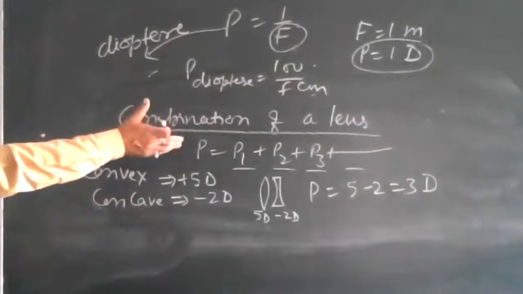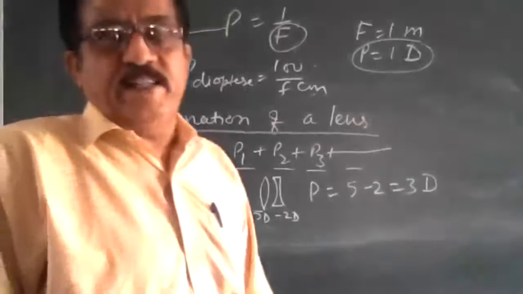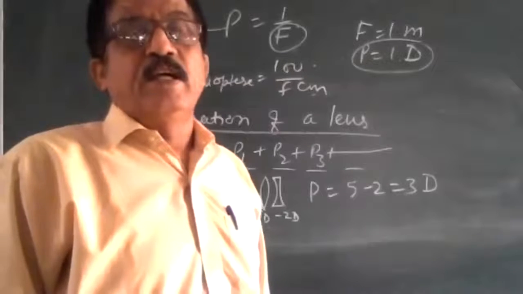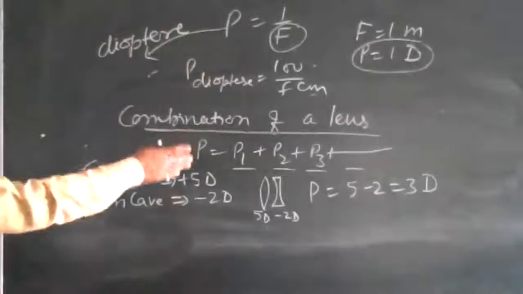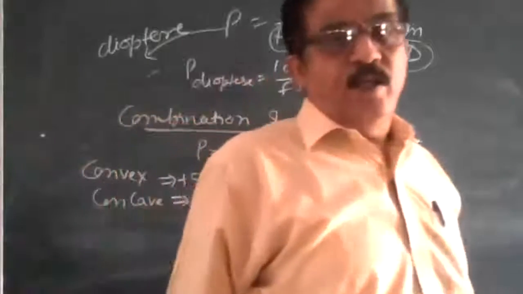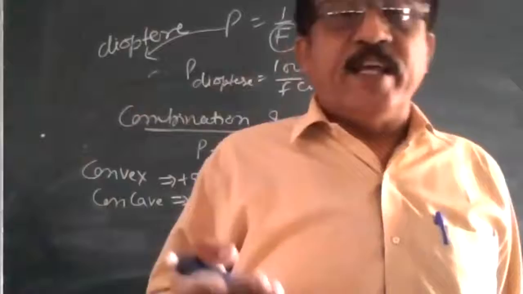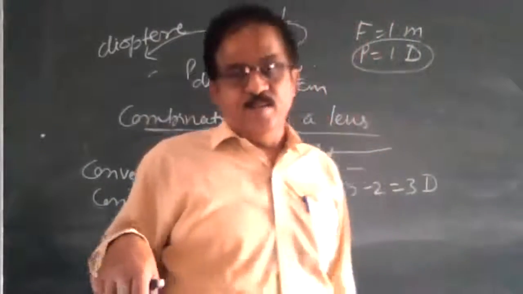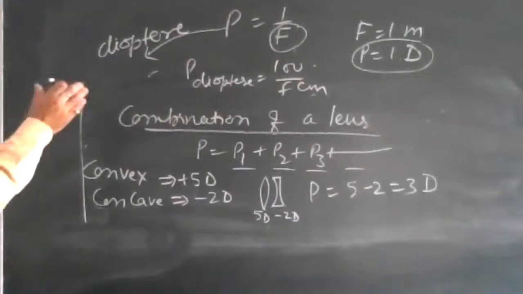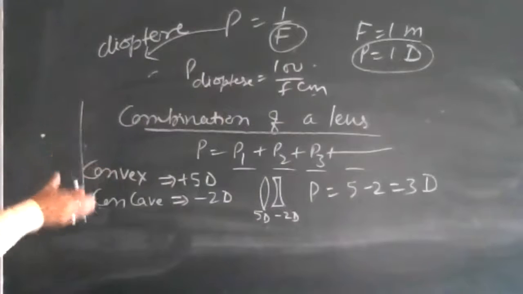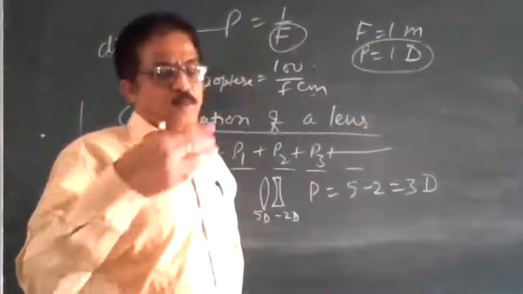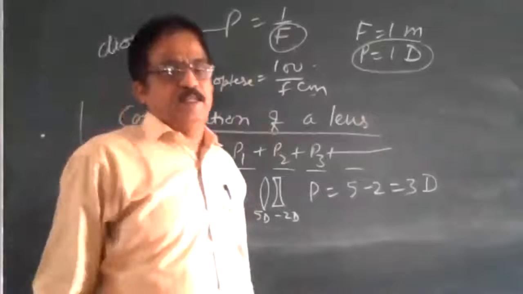So such a combination of lenses is used. Where do we use them, sir? They are used in cameras, telescopes, microscopes to increase the sharpness and clarity of the image. Or also we use them to remove the defects of the image formed by a single lens. If a single lens does not give a clear image, then to correct that image we use a combination of lenses.